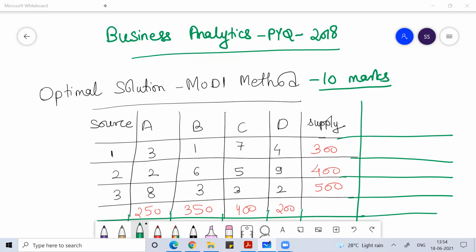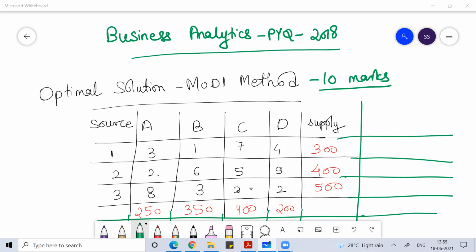This is a transportation method problem. Whenever we are trying to solve a transportation method problem, we can find the initial basic feasible solution by the northwest corner method, or we can use Vogel approximation method or matrix minima method. But the initial basic feasible solution we get may not be optimal. In order to work on optimality, we use the modified distribution method.